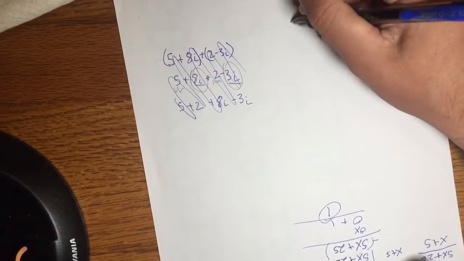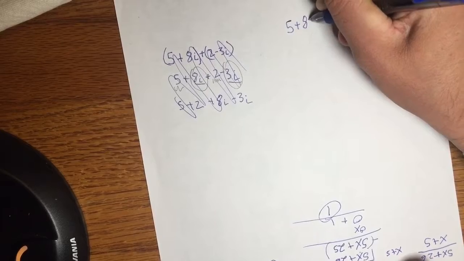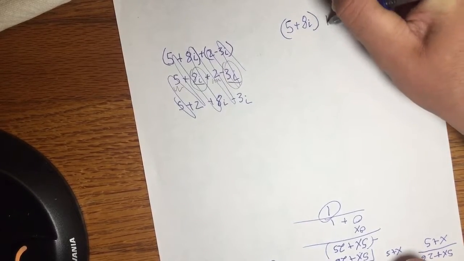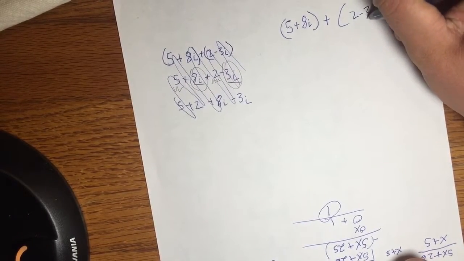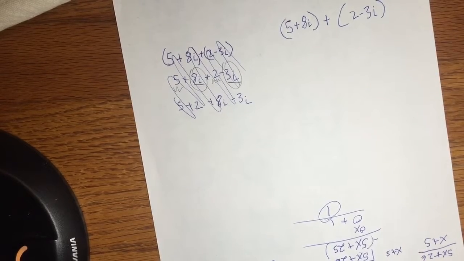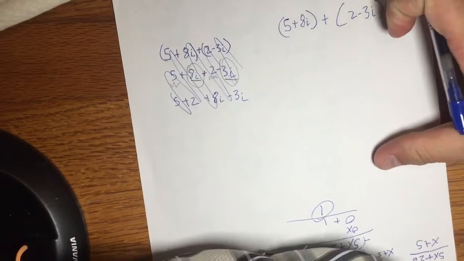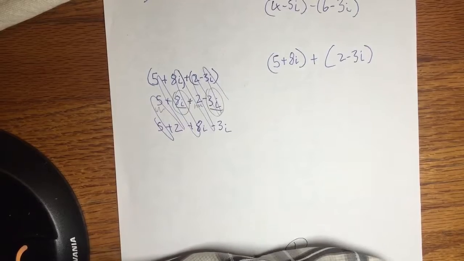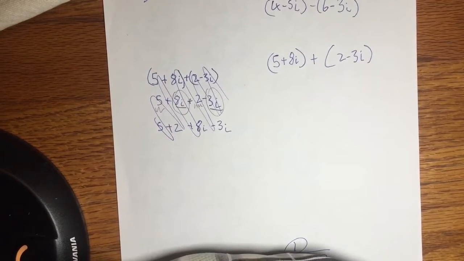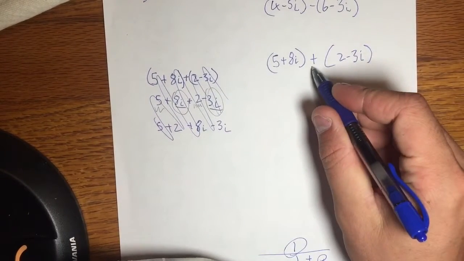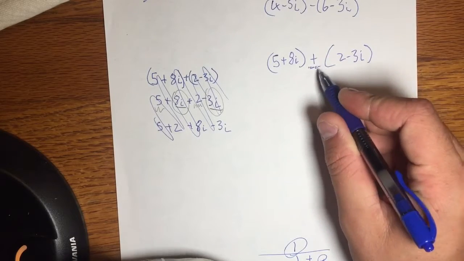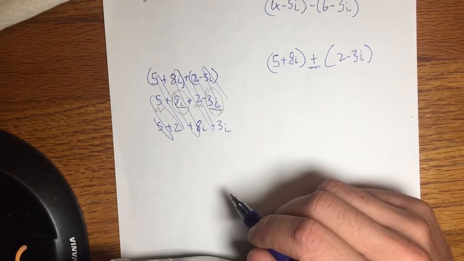So, you sent me a problem that was kind of like 5 plus 8i, with this stuff in parentheses, plus 2 minus 3i. Okay, so this is an excellent question, and it's something that you're probably going to run into a lot. The first thing I would look at is, what is going on here? Is this addition, multiplication, subtraction, division?